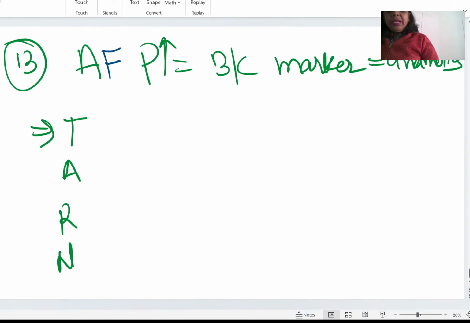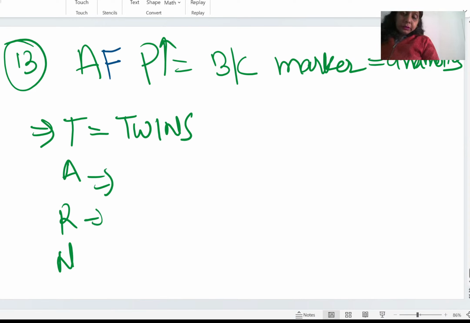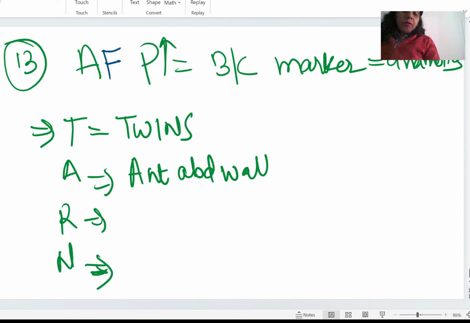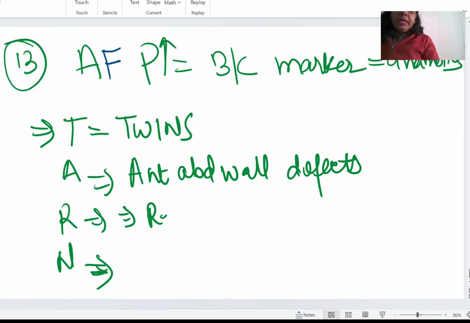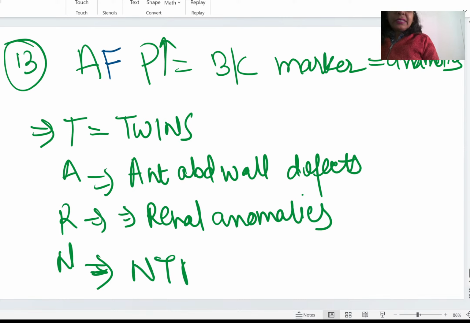AFP is increased in anomalies. TARN: T stands for twins. A stands for anterior abdominal wall defects. R stands for renal anomalies. And N stands for NTDs, neural tube defects. Is it okay?